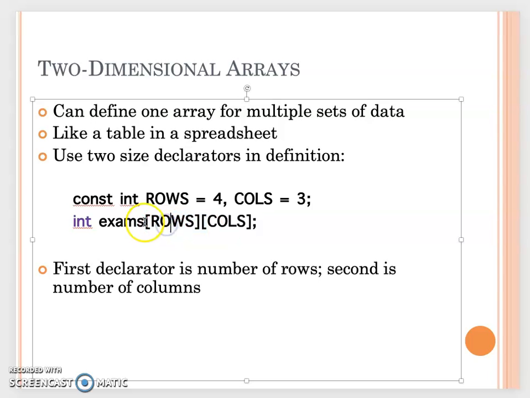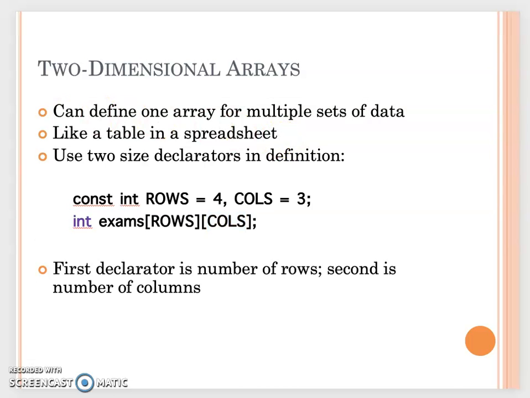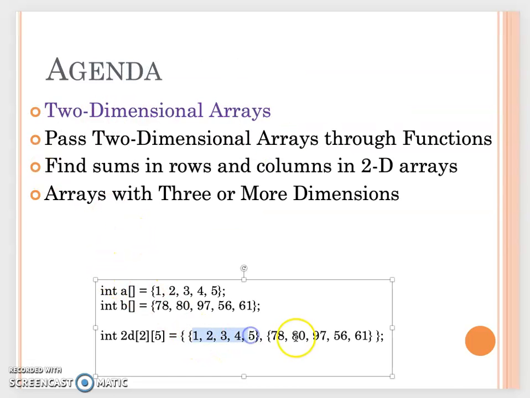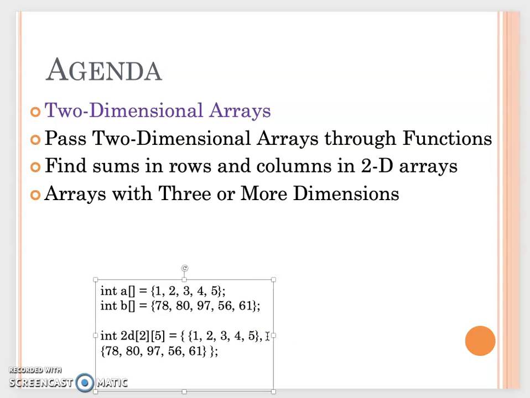Like earlier I said, the first one means how many groups of sets of numbers you have. Then in each group of the set of numbers, we have the same amount of numbers. That's why when we define one array for multiple sets of data, for example, like the two-dimensional array, that would be like a table or a spreadsheet. You see like here, you have two groups of numbers, but usually you will see in the table, they look like this.